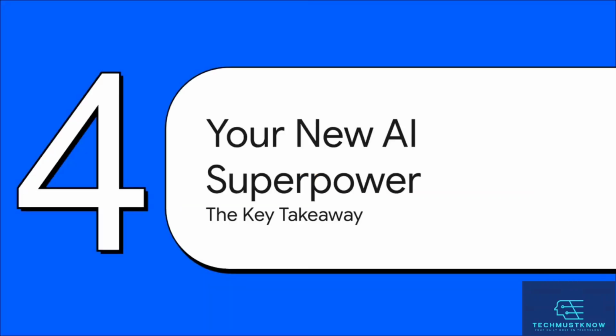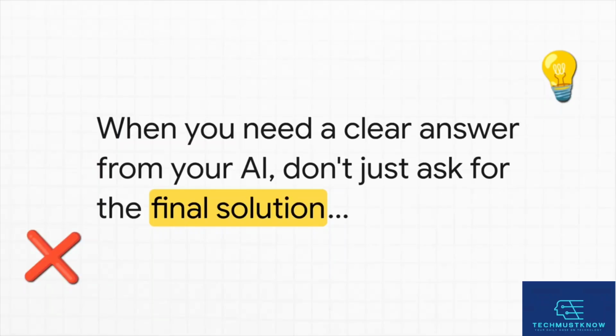So what's the big takeaway here? What's the one thing you need to remember? I want you to think of this as more than just a little trick. This is your new AI superpower. Seriously, it's the one simple change you can make, starting right now, that will get you ridiculously better results. So from this moment on, anytime you're tackling a tricky problem with an AI, just remember this one simple rule.